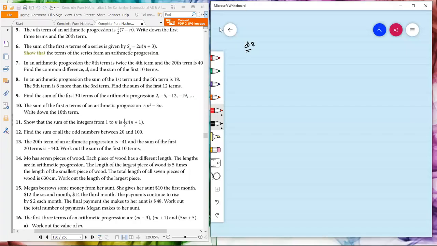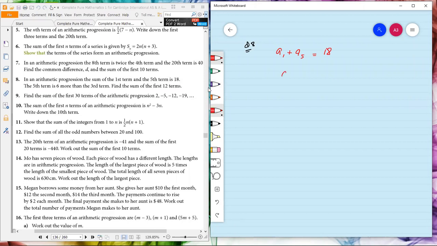This is question number 8 from exercise 7.3, sequence, and this belongs to arithmetic progression. In an arithmetic progression, the sum of the first term and the fifth term is 18, meaning a1 plus a5 is equal to 18. And the fifth term is 6 more than the third term.